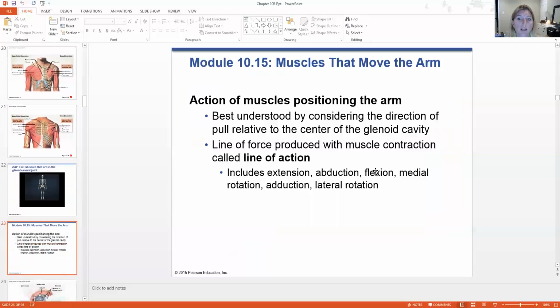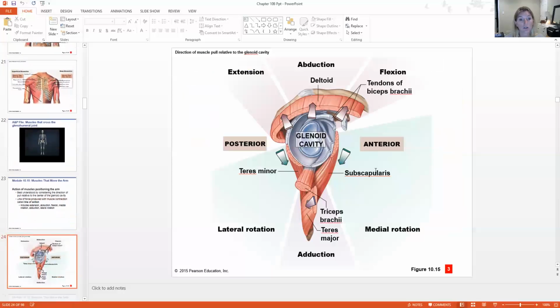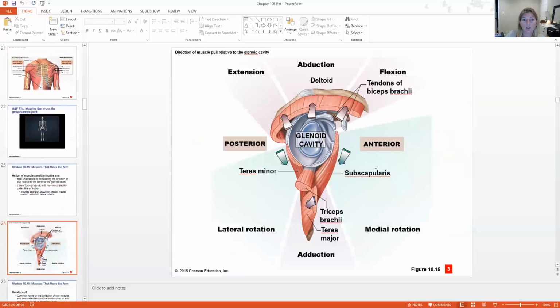There's also muscles that are involved in positioning the arm. They have a line of action. This would be like extension, adduction, flexion, medial rotation, adduction, and lateral rotation. And here you can see how they're arranged around our glenoid cavity, or our shoulder joint. Most of our flexors are going to be on the front, extensors on the back, adduction is going to be up top with our deltoid as well as our triceps and teres major, pulling that arm back in.